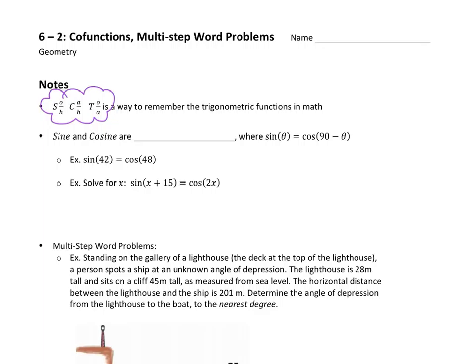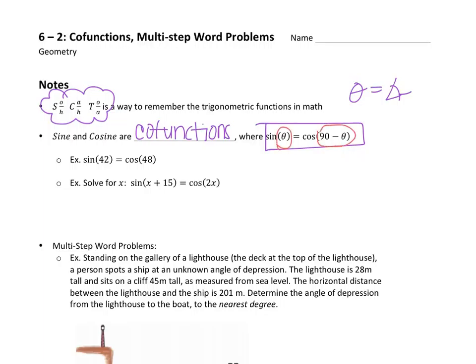Sine and cosine are cofunctions of one another, where sine of theta equals cosine of 90 minus theta. Remember that theta is just an angle, some measure, like 60 degrees, 40 degrees, 23 degrees, it doesn't matter, it's just an angle. So here what we're saying is that the two expressions or numbers or values, whatever it happens to be, inside the sine and cosine functions should add to 90.